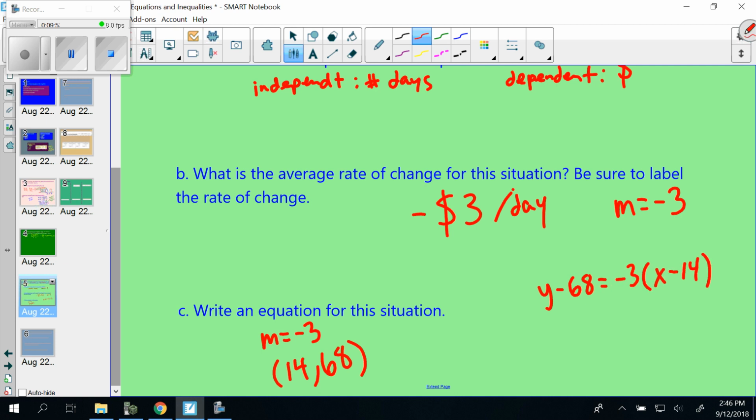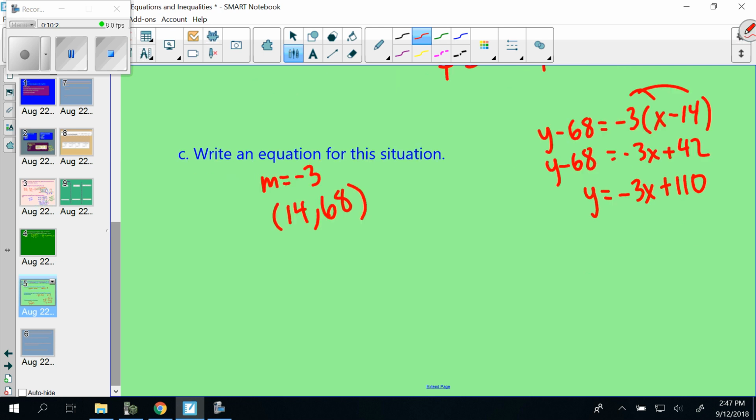So going through and doing a little math here, distribute. A negative times a negative is going to be a positive 42 here. And last step, we want to add 68 over. So our equation would be y equals -3x, and if we add 68, you'd get 110.